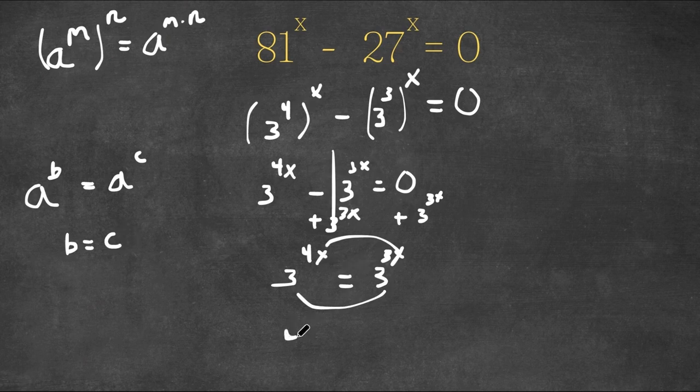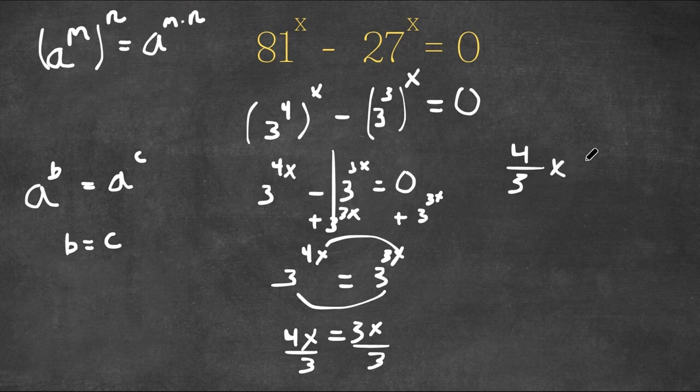Meaning 4x is equal to 3x. So now if I divide by 3 on both sides, I get 4/3 x is equal to x. Meaning the only value that would fit this would be 0. So x is equal to 0.